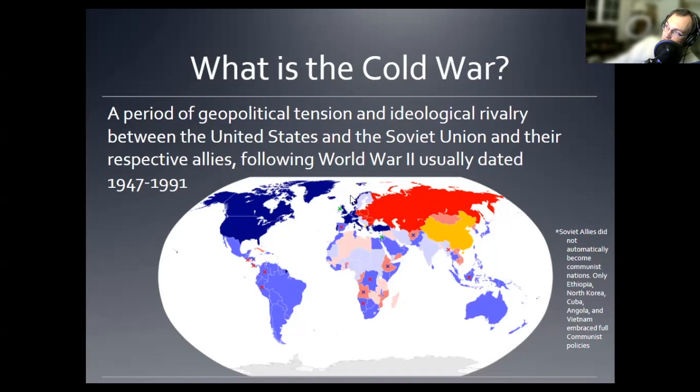Now, to be absolutely clear, that means that they're vying for the hearts and minds, if you will, right? The ideology of communism or the ideology of democracy, much in the way that the ideology of fascism was one of the causes of the hot war that was World War II. The Cold War is also an ideological rivalry.